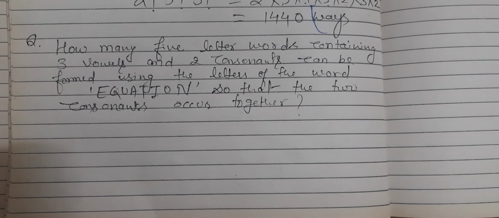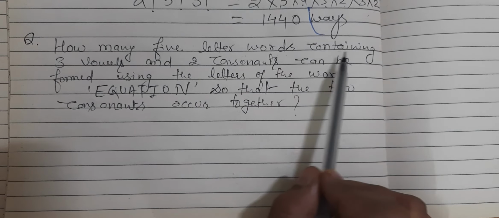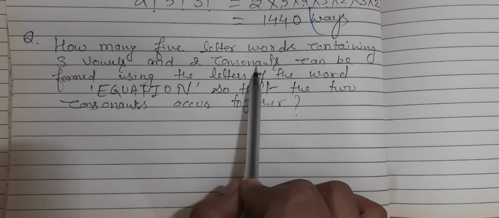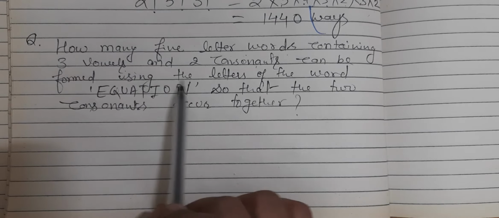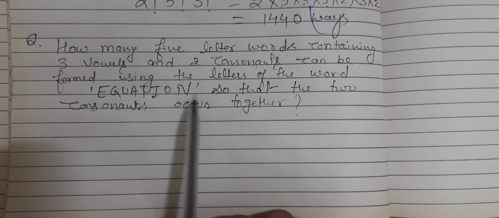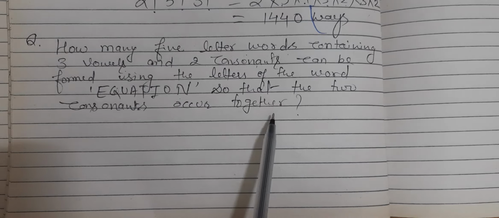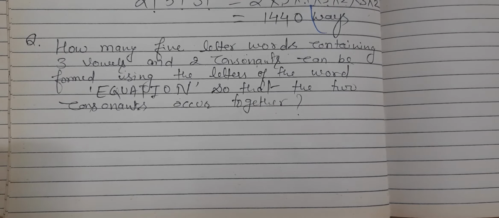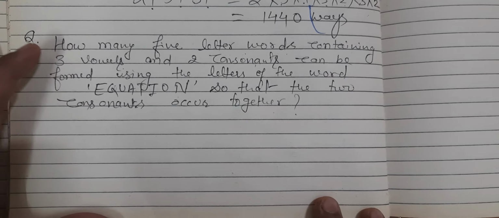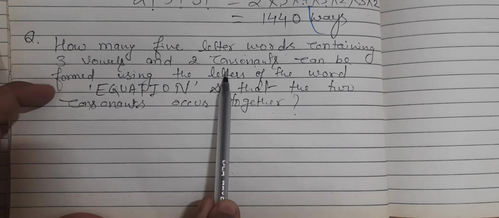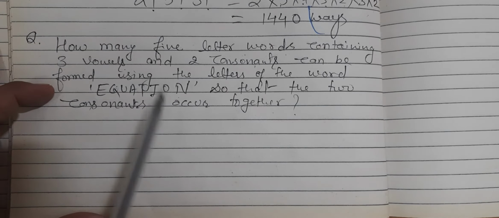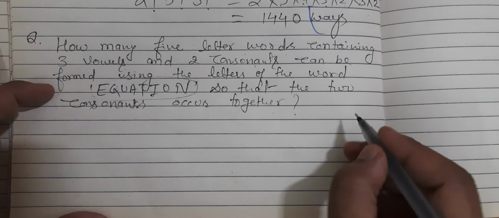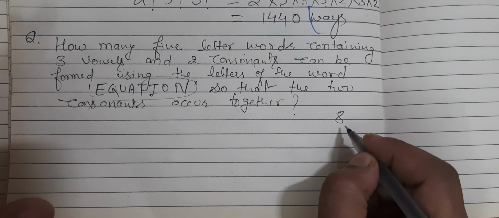Next question is: how many 5-letter words containing 3 vowels and 2 consonants can be formed using the letters of the word EQUATION so that the 2 consonants occur together? Now when you see the previous question, we only had to form different words with or without meaning by taking all the letters of the word EQUATION. But here we have to select 5 letters. In this word there are 8 letters, but we only need to select 5 letters.